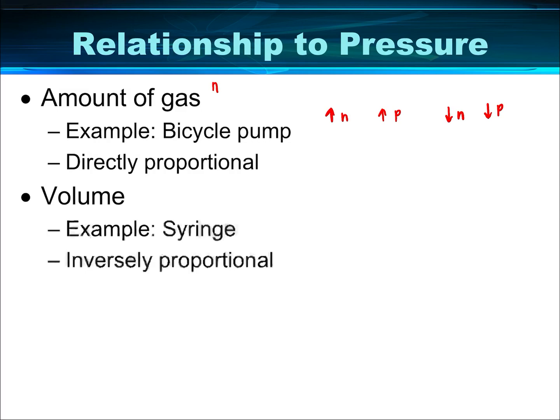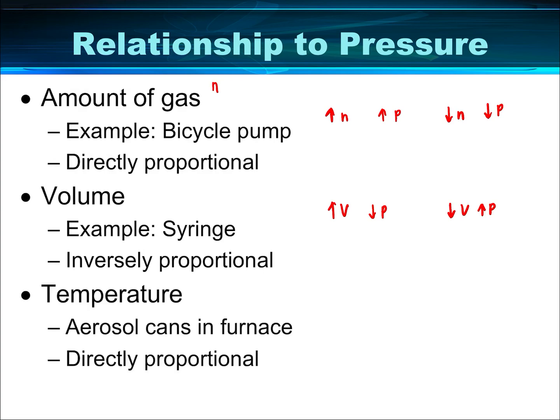Volume. If we have a syringe and we increase the volume, that means there is more space for those particles to move around, so they're not hitting the side of the container or each other as often, so we decrease the pressure. They are inversely proportional. One goes up, the other one goes down. And the same, if we decrease the volume, we increase the pressure. We're giving them less space to move around, so there are more frequent collisions.